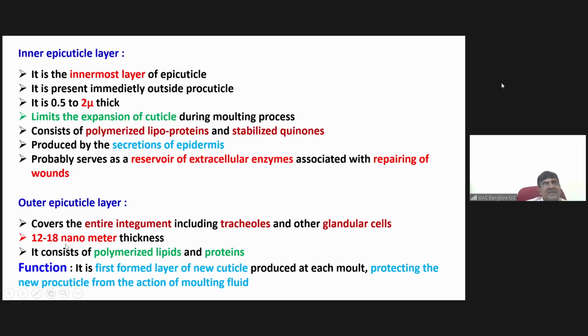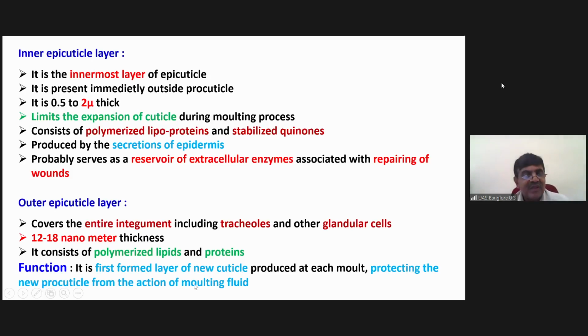Coming to the thickness, it measures around 12 to 18 nanometers. It is made up of polymerized lipids and proteins.